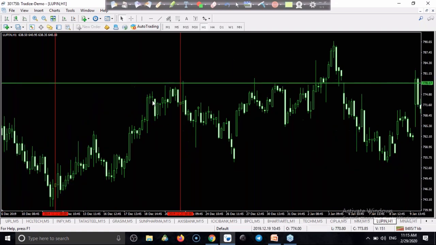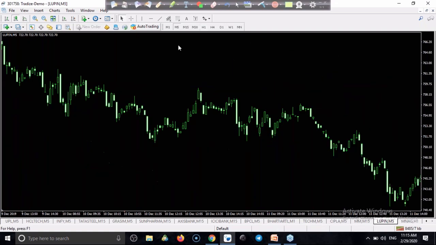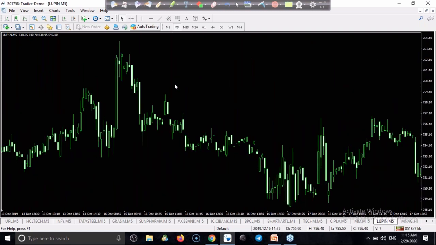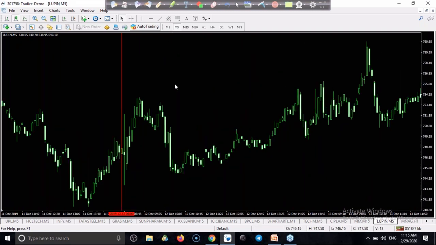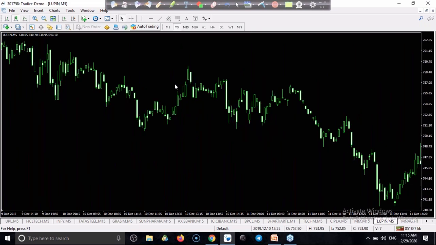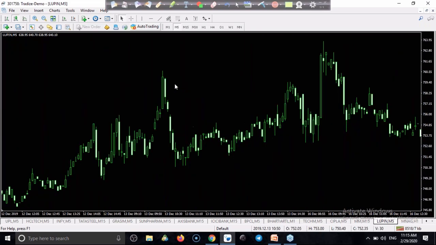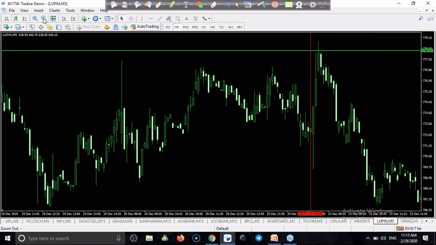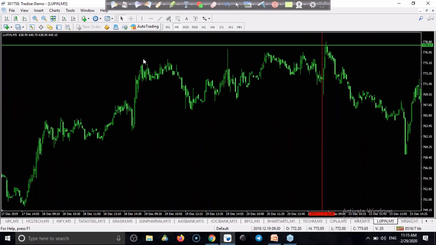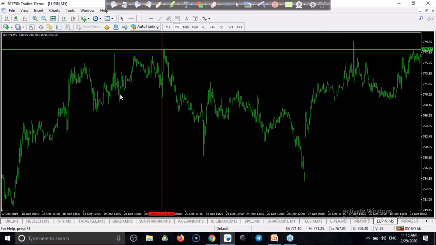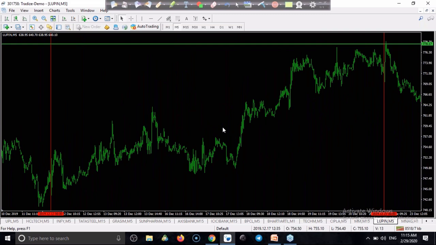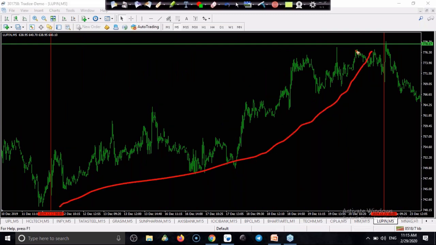Somewhere in this area. Let me jump to the 15 minute chart. Not exactly somewhere, I think here. Yeah, and that is the point. All right, so let me show you. That was a daily chart. Now let me show you a zone in a small time frame like five minutes.